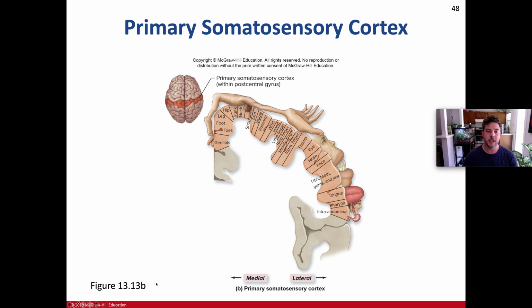There is, again, this primary somatosensory cortex in the postcentral gyrus with your somatosensory homunculus. You can see your teeth, your lips, your tongue, face, hands. They have a lot more representation in the cortex than something like your hip or your leg or your elbow would.